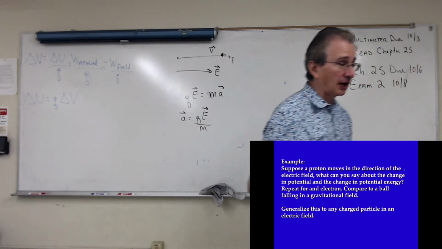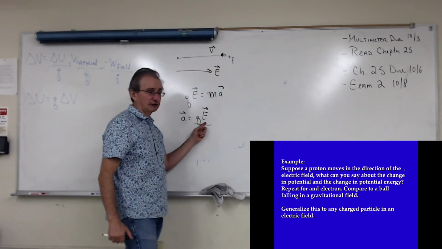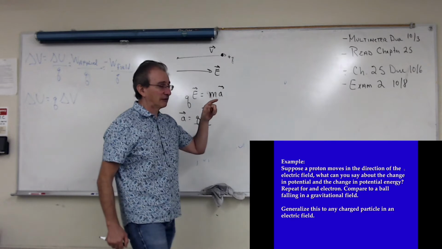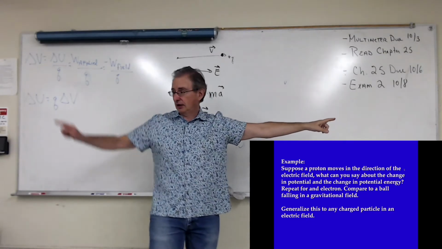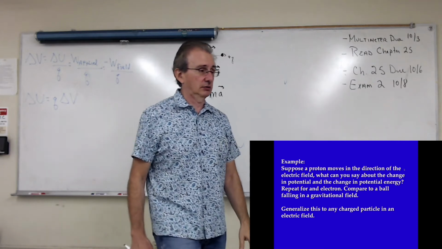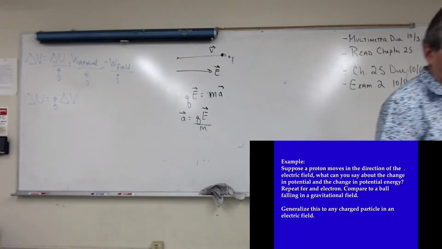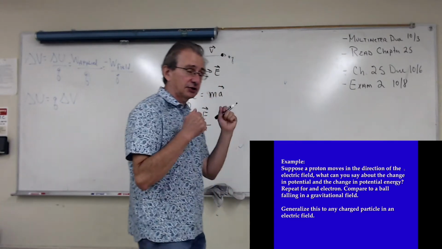Scott, it's only for electrons, right? If it was an electron, then q would be negative, and a would be in the opposite direction of the electric field. Then you have a velocity vector pointing to the right and an acceleration vector pointing to the left. That would mean the object would slow down. Okay, so the proton is going to speed up. It's going to go faster.